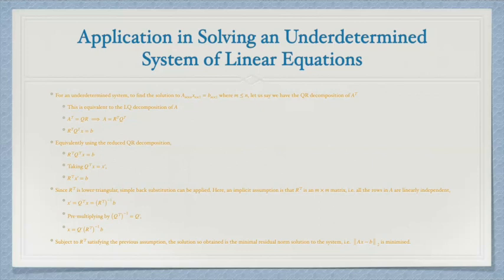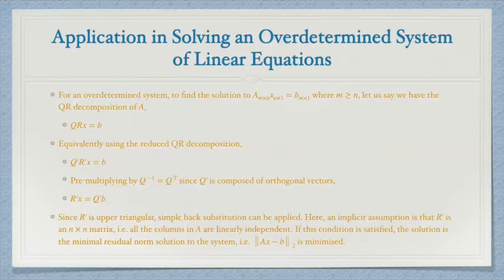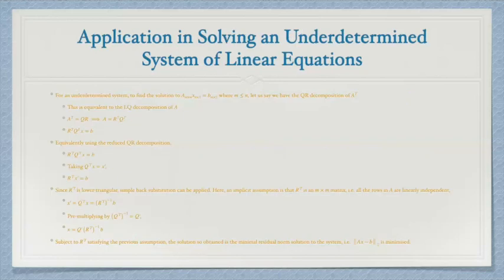Now, since R dash transpose is lower triangular, we can also apply back substitution. However, this time we go from the top to the bottom, as compared to the back substitution for an upper triangular system where we start from the bottom and go to the top. Once we apply simple substitution, we get R dash transpose inverse B as our solution to X dash. Further, since X dash is obtained by multiplying an orthogonal matrix into X, we can pre-multiply it again to get the original vector X. And even in this case, we can see that the solution so obtained is the minimal residual norm solution to the system Ax minus B.